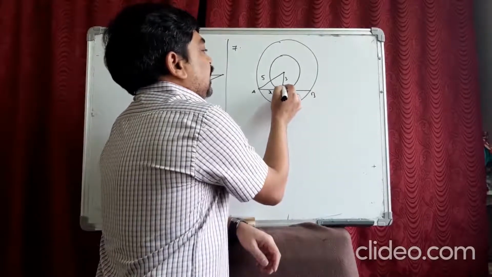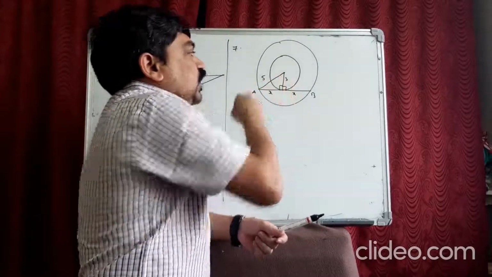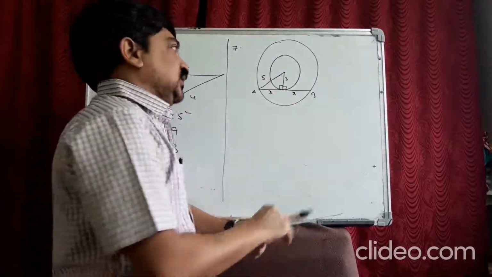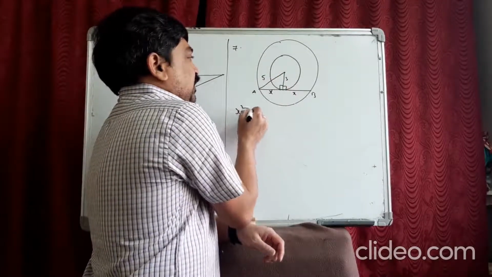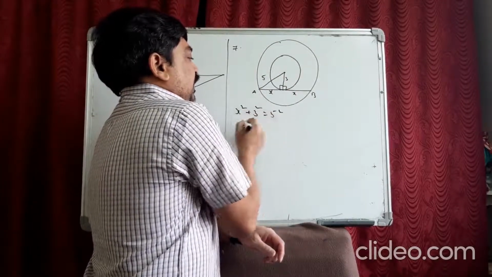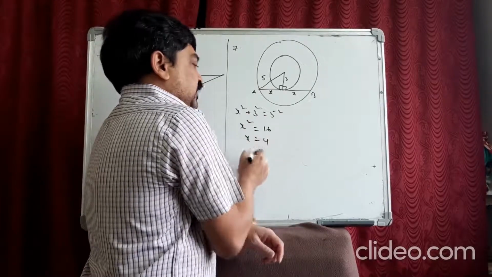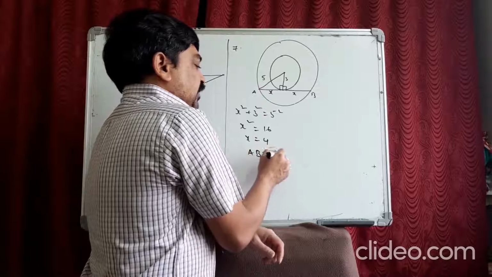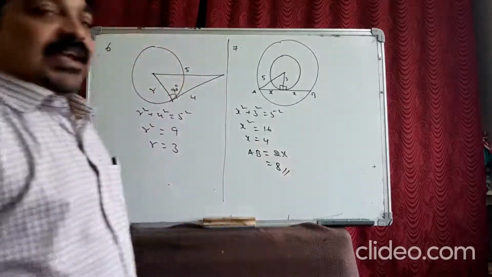See, clearly this is 90. Why? Because this is a radius. The radius is always perpendicular to the tangent. So if this is 90, you can apply Pythagoras here. x square plus 3 square is equal to 5 square. So x square equal to 16, x equal to 4. When x is equal to 4, length AB will be 2x, and it will be 2 into 4. It is 8. Okay.